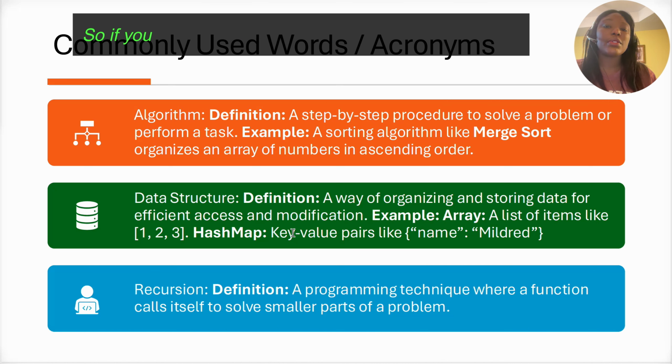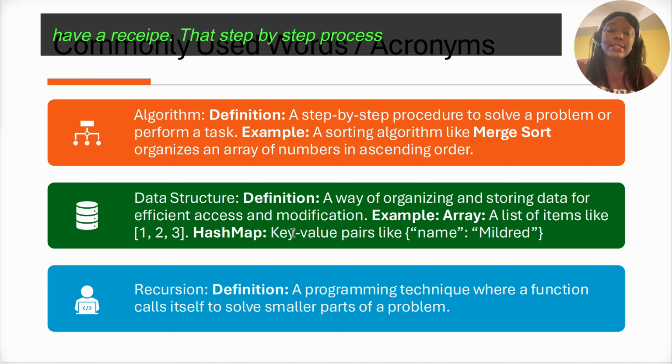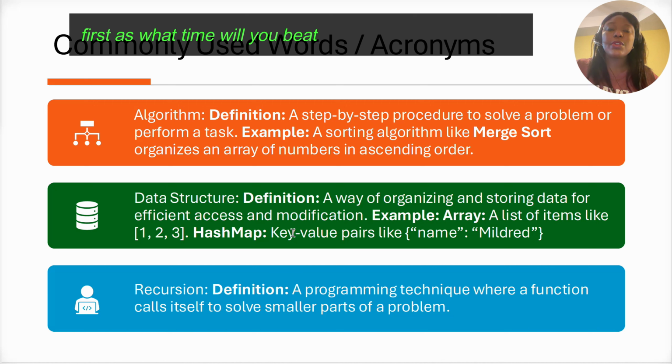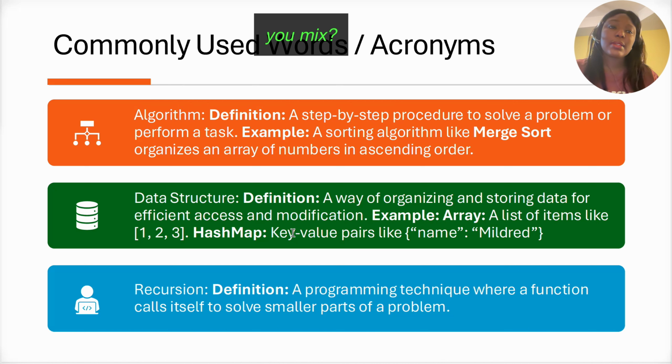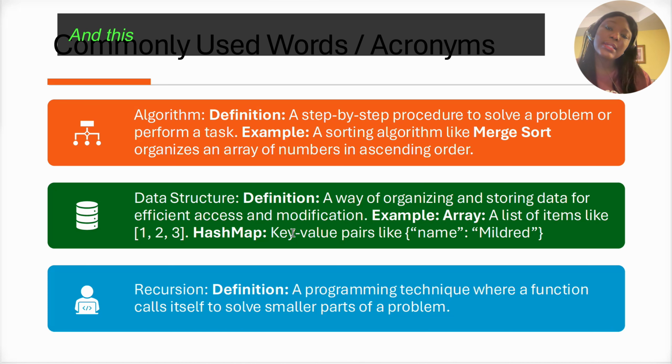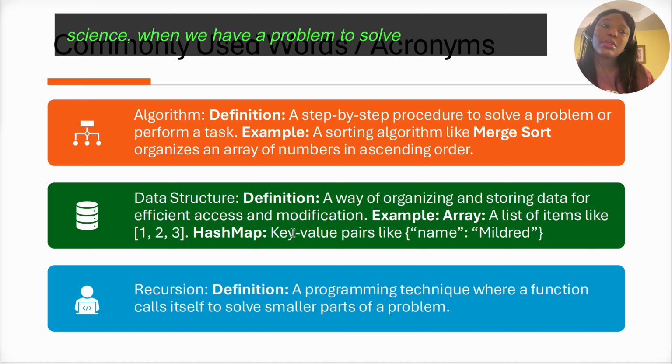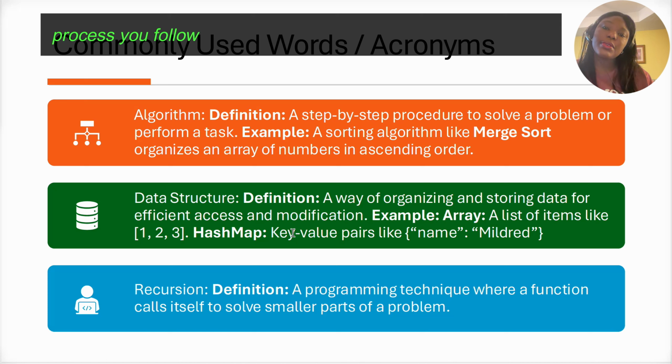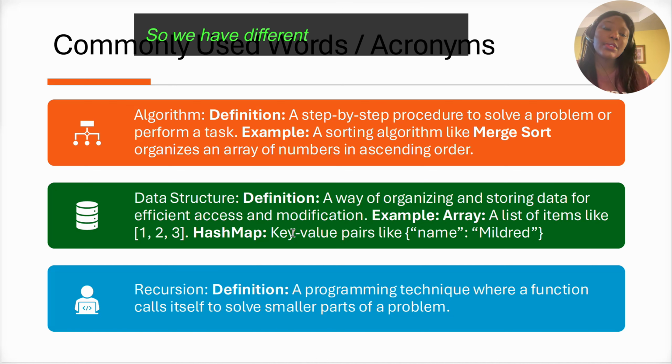We talk about algorithm also, which is a step-by-step procedure to solve a problem or to perform a task. So if you want to bake a cake, for instance, you need to have a recipe, right? That step-by-step process of what you combine first, at what time will you beat the eggs, or what time will you mix that, how many minutes will you spend in the oven. This is a step-by-step process, and this is an algorithm. All right. But in the case of computer science, when we have a problem to solve, the step-by-step process you will follow to solve that problem is called the algorithm. And so we have different kinds of algorithm.